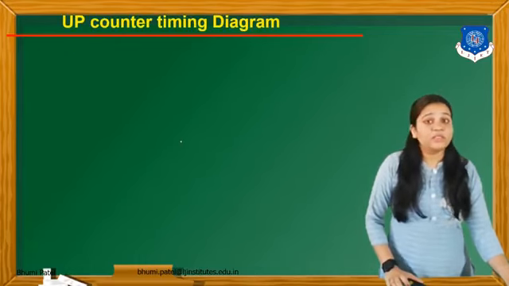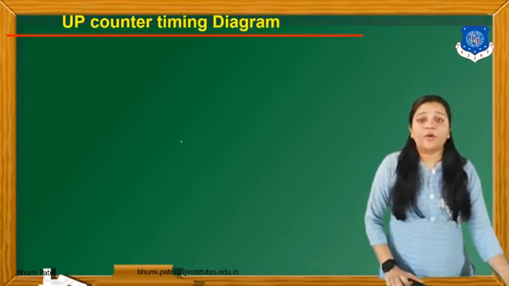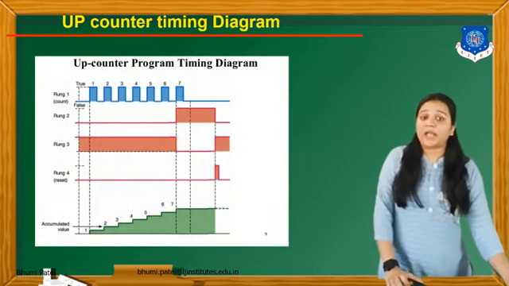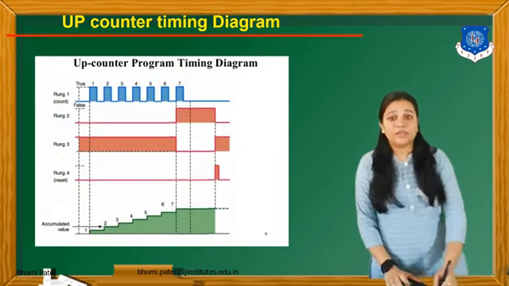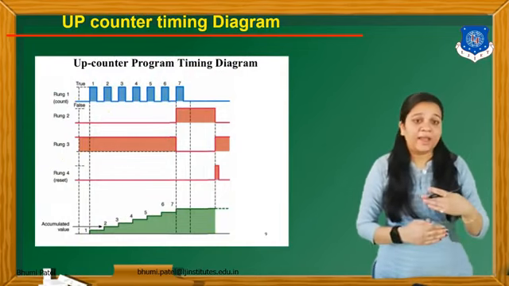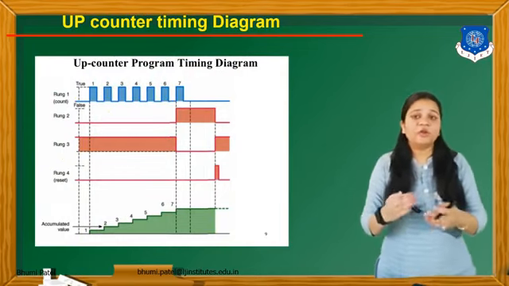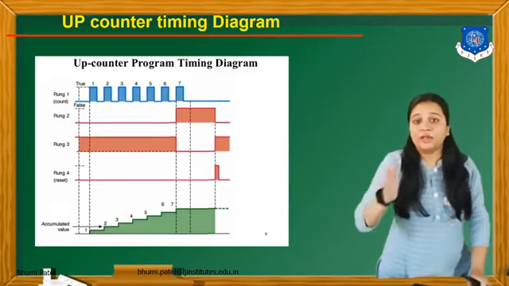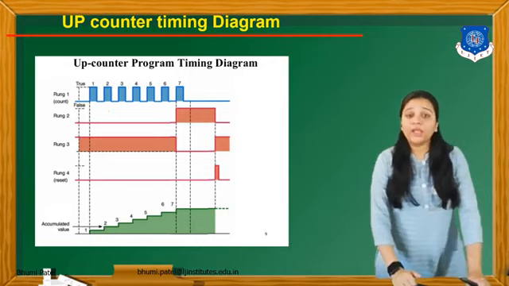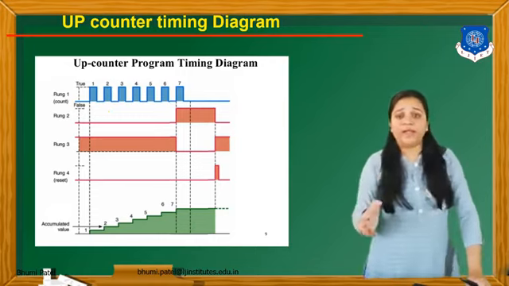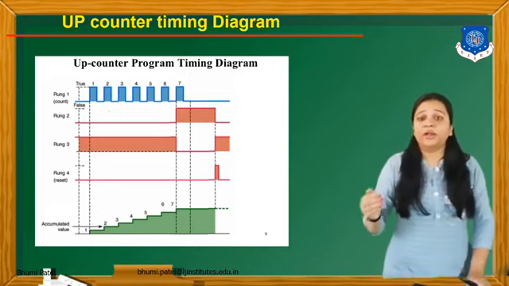Now the next one is: what is the timing diagram of the up counter? So this is the timing diagram of the up counter. Here you can see that the rung is given every time, and every time the rung condition goes from false to true. So here rung 1 is given, the second rung is given. Okay, after some time rung 2 will be on, and rung 3 is given.